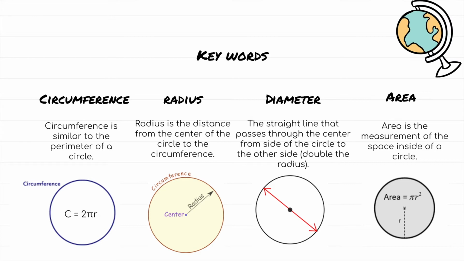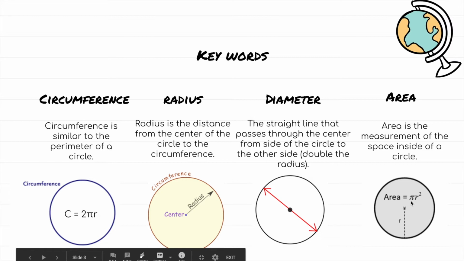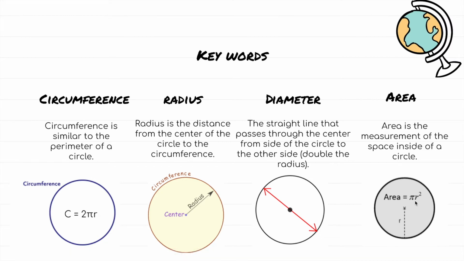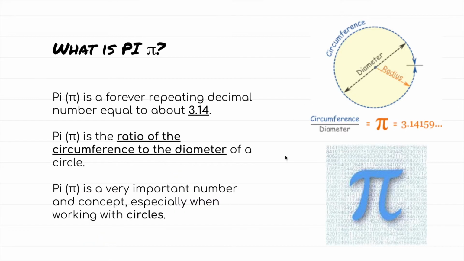Area is the measurement of the space inside of a circle. And the formula for area is pi times r times r. R stands for radius, and r squared is equal to radius times radius, or r times r. And I'll get into what pi is in a second.